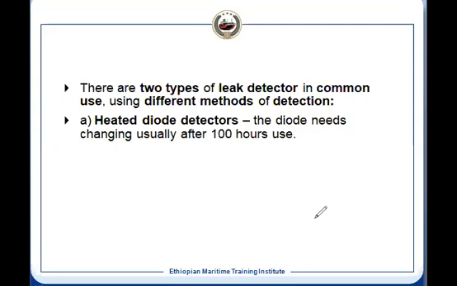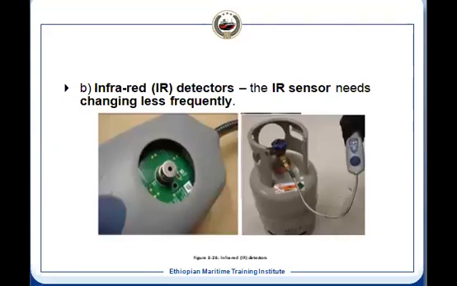So this heated diode is one of the detectors. You can sense the leakage. If there is any leakage, it can detect. Then there is another one, which is infrared. Infrared detector is another type of detector that is used. In this detector, what happens? The infrared rays are passed in the sensor, and then once the sample is passing through that infrared ray, it absorbs some energy.